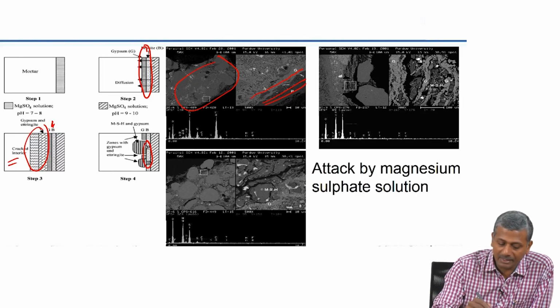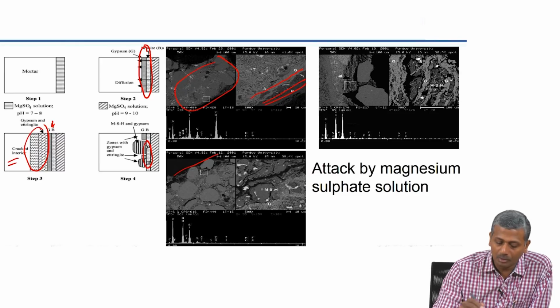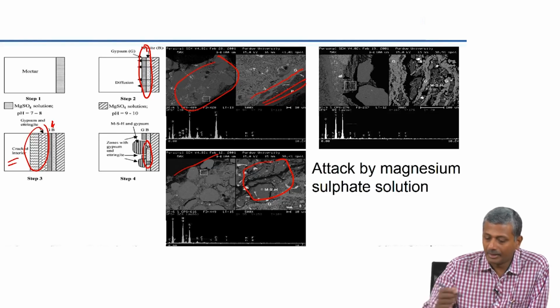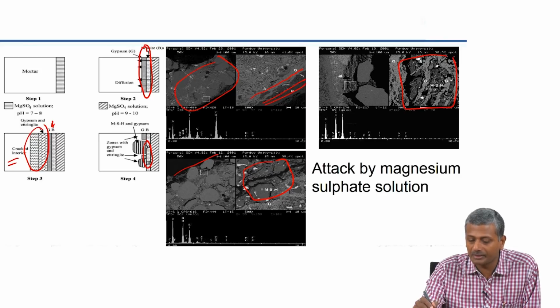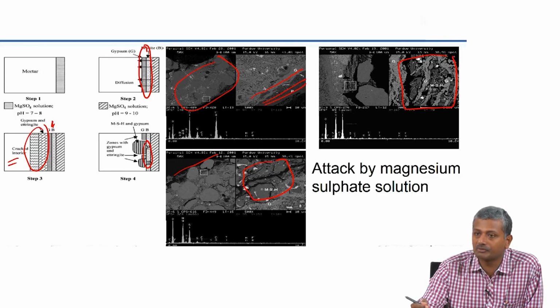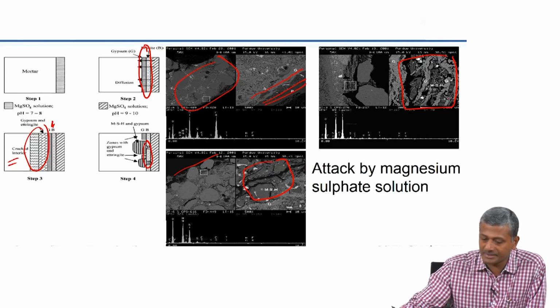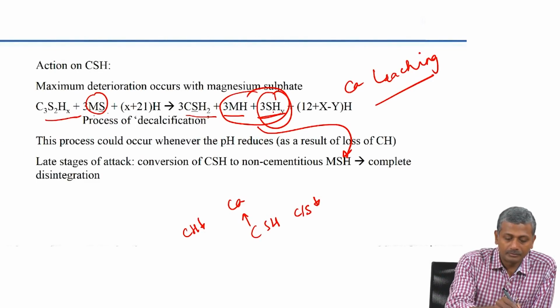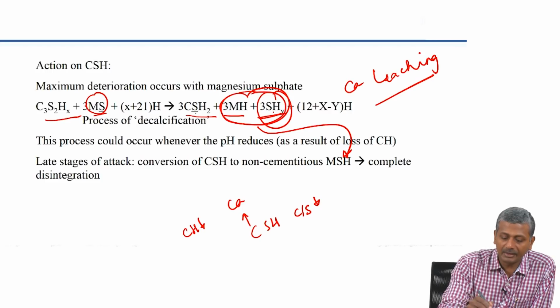But at a late stage of attack, you do not see that brucite layer anymore. You see the entire surface has been converted into magnesium silicate hydrate, MSH. And this is another case where the entire surface seems to be a mixture of MSH and gypsum, which is arising directly from this reaction that I showed you earlier. You get magnesium silicate hydrate and gypsum.